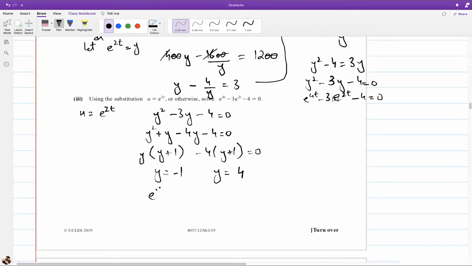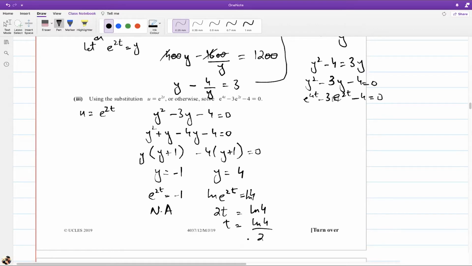And we know that e power 2t is equal to minus 1 or e power 2t is equal to 4. The first equation won't be possible at all. So this is nonsensical. So I'll just say NA, not applicable. And this one I can take square root. Or even if I don't want to do that, I can take ln on both sides. So ln of this, ln of that leaves me with 2t equal to ln 4. So t is equal to ln 4 over 2, and there you go.